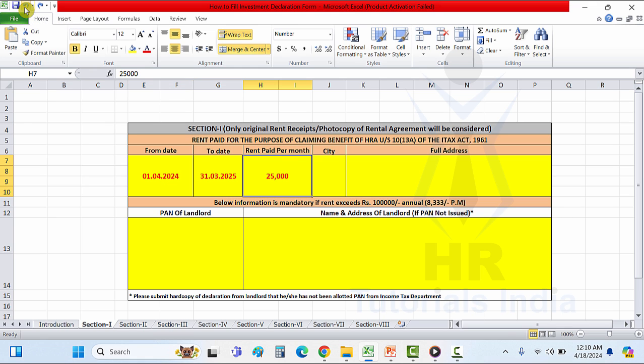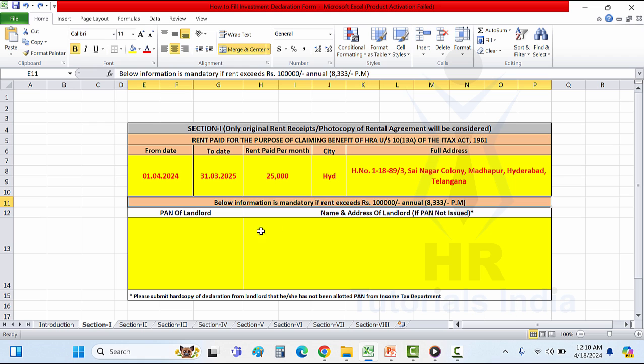From date, to date, rent paid per month, then city or location, then the address of the employee where he is staying. Here, as the rent is 25,000, which is exceeding 1 lakh per annum, the PAN number of the landlord and the address is mandatory. Now we need to fill the PAN number of the landlord. Then comes the address of the landlord. The address of the landlord and the address of the employee is the same because the owner stays at the same address. So this is how Section 1 needs to be filled for declaring the investment with regards to HRA.